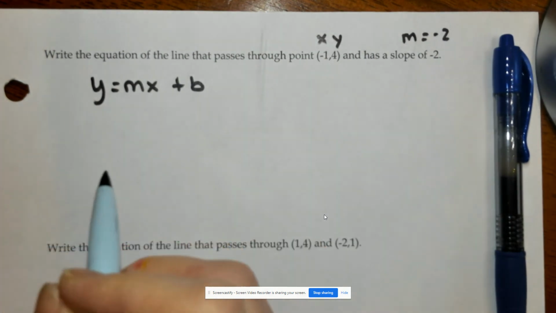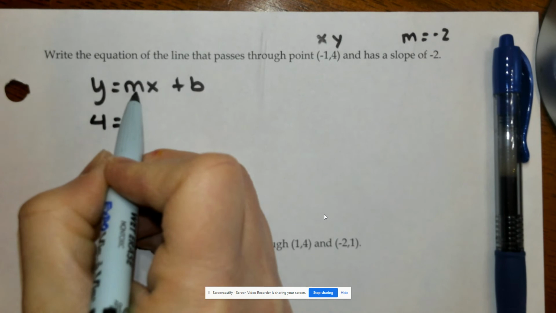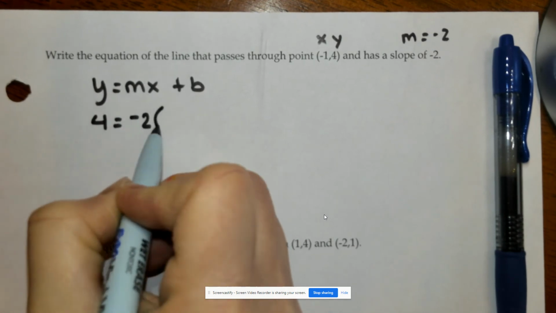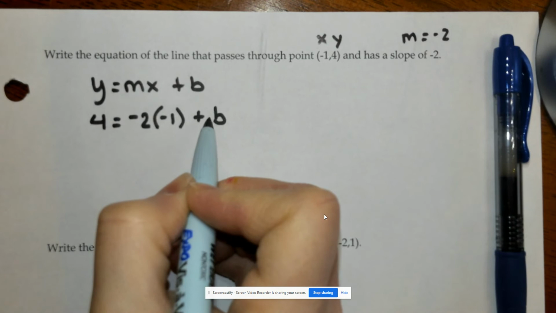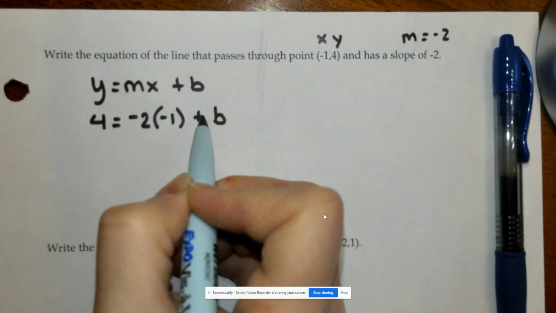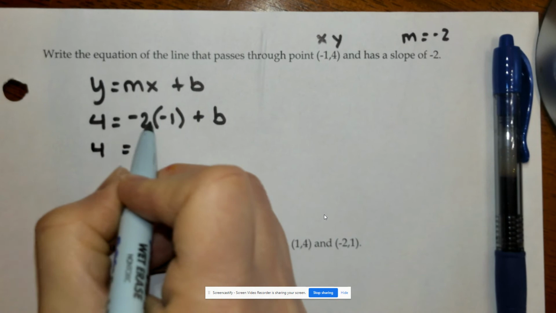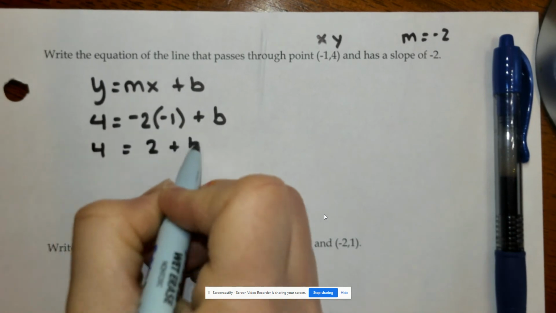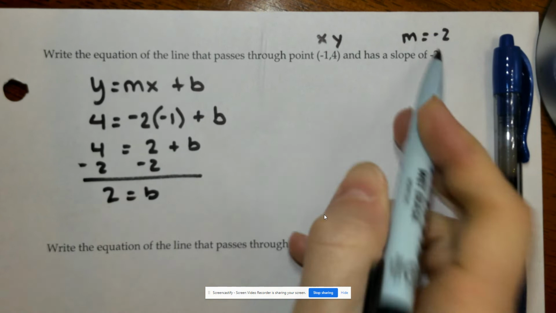I'm going to plug in everything that I have. I have a y coordinate, it's 4. I have m, the slope, it's -2. I have an x coordinate, it's -1. I don't have the intercept, the plus b. So in order to move on, I'm going to simplify. 4 = negative times negative is +2, and then subtract that 2 from both sides. 2 = b.